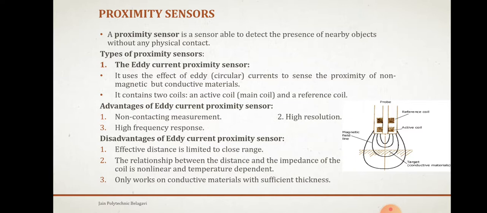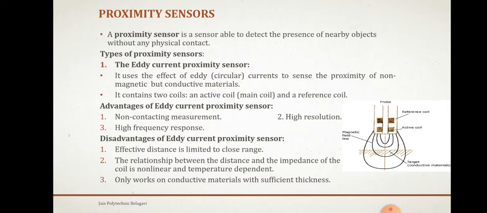Types of proximity sensors. First one, the eddy current proximity sensor. It uses the effect of eddy currents, that is circular currents, to sense the proximity of non-magnetic but conductive materials. It contains two coils, an active coil and a reference coil. You can see in the diagram there is an active coil and a reference coil.